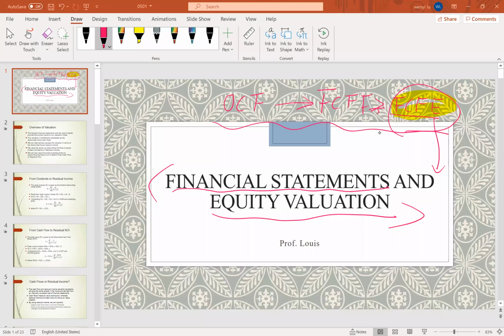You can see here. So today we will study how to apply the financial statements to equity valuations. Okay, so let's take an overview of the valuations.